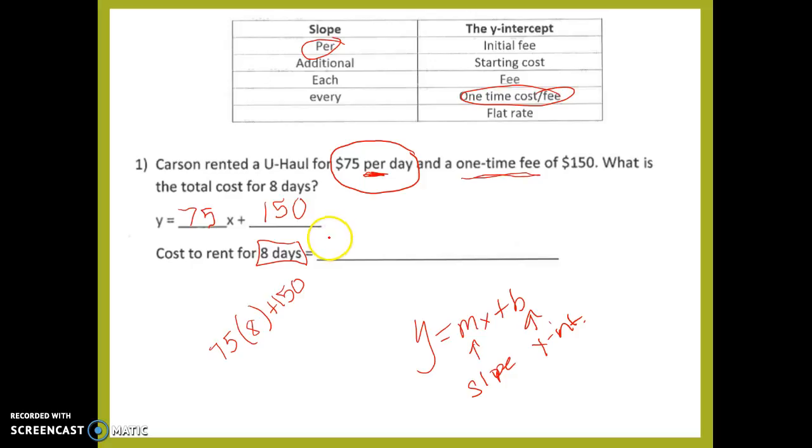So in this line, I want you to write 75, and I'm going to write times 8, and that's one way you can write multiplication, with parentheses, plus 150 equals $750.